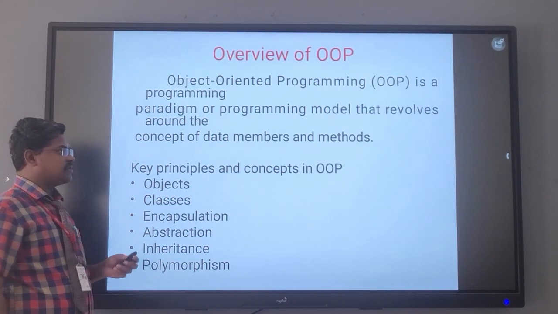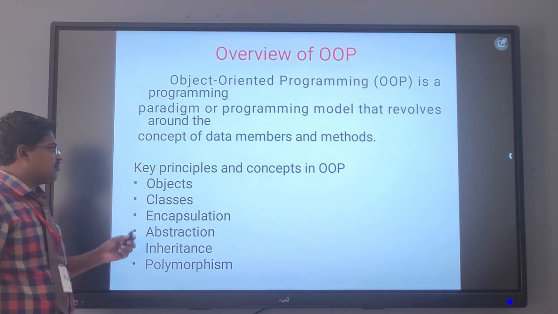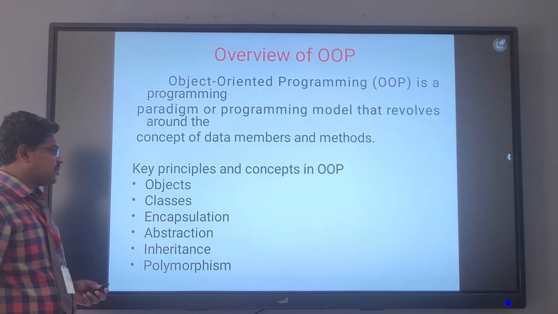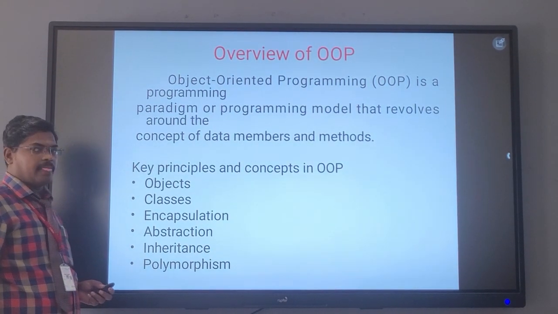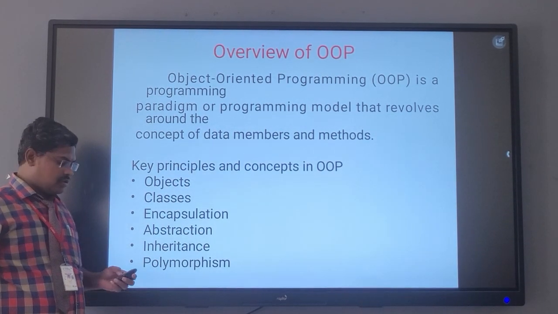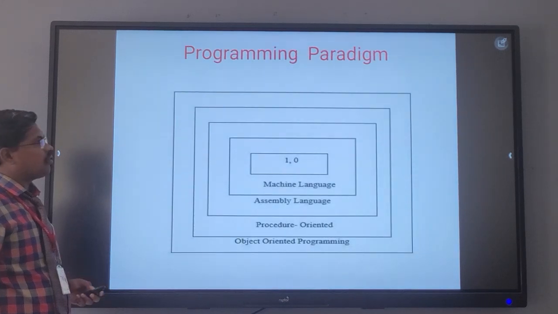These are the key principles or concepts in object-oriented programming. The first one is objects, the second one is classes, the third one is encapsulation, the fourth one is abstraction, the fifth one is inheritance, and the last one is polymorphism. So we will discuss the next topic, the programming paradigm.